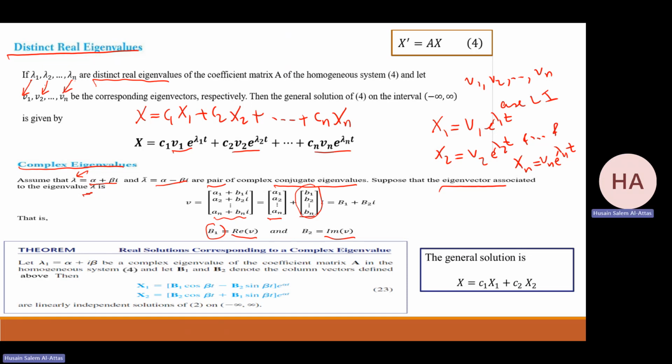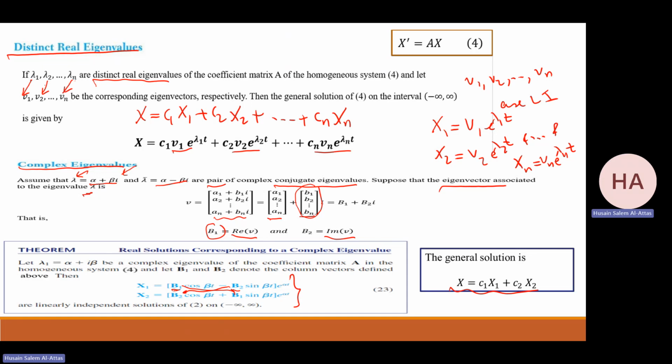Then what will be my solution right away? The solution: B1, the vector B1, which is the real part, times cosine beta t, which comes from the eigenvalue, minus B2, the imaginary part from the eigenvector, times sine beta t, all times e to the power alpha t. Then the other one, I exchange B2 and B1 and change the sign, minus plus. These will be two solutions. That's it. My general solution then is C1 X1 plus C2 X2.